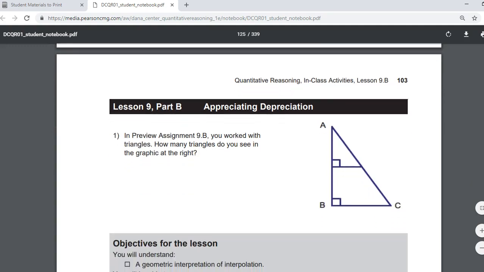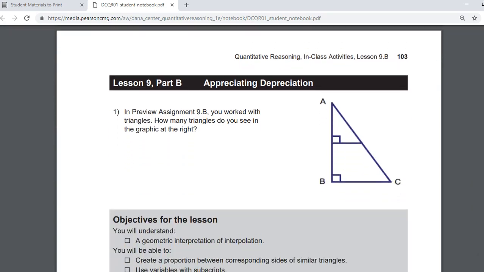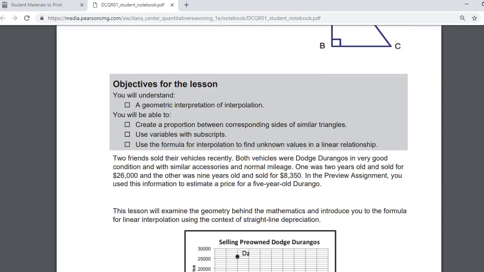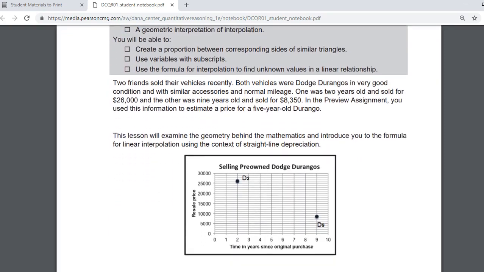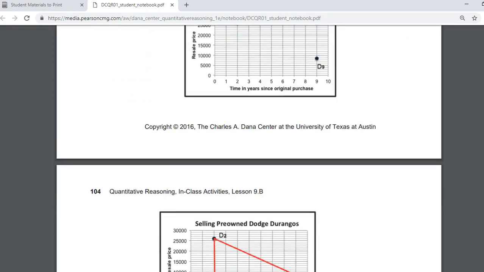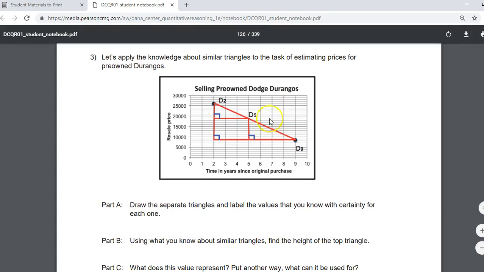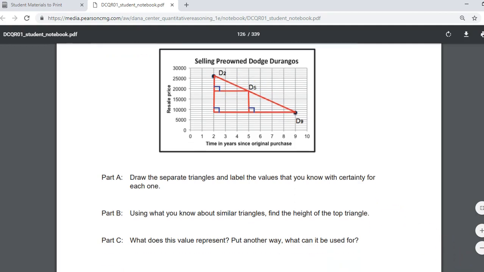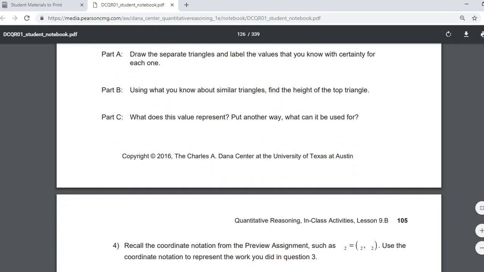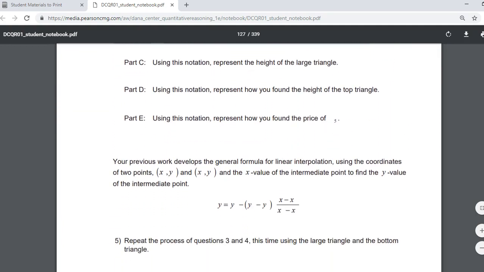Moving on to 9B, a couple of thoughts come to mind on 9B. We did work problems with the triangles. I would refresh your memories on how we did information with the triangles, where we were talking about the Durango at year 2, the Durango at year 9, and then trying to calculate what was going on with year 5. I am leaning more towards not putting the triangles on there, but putting the formula.